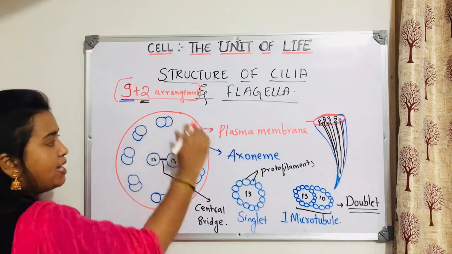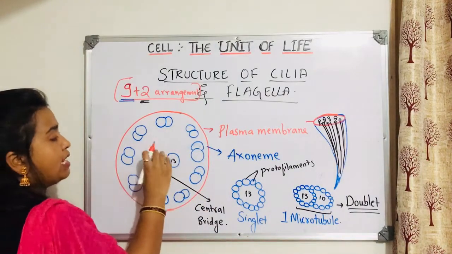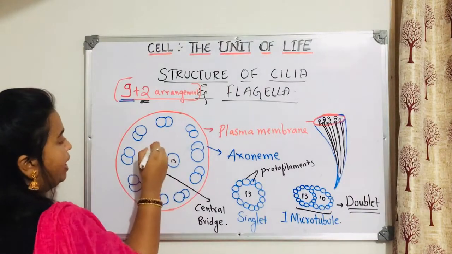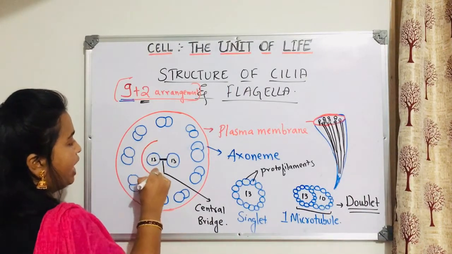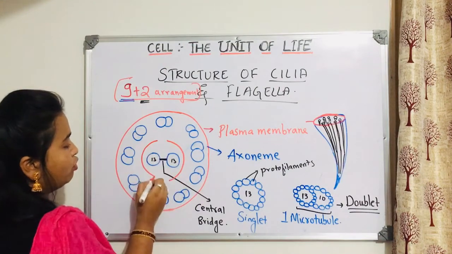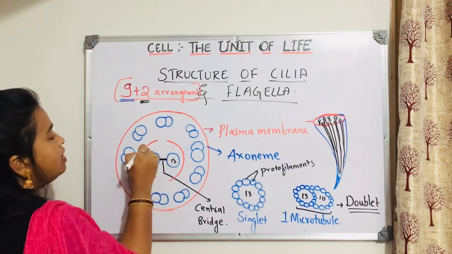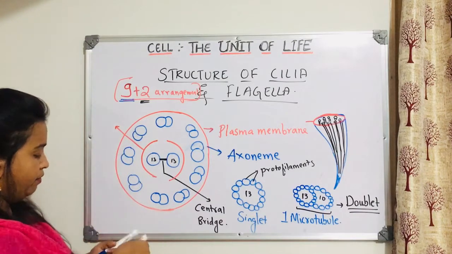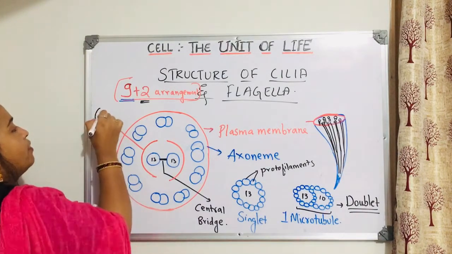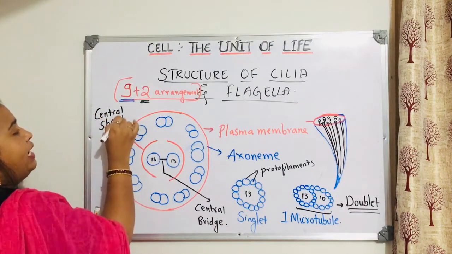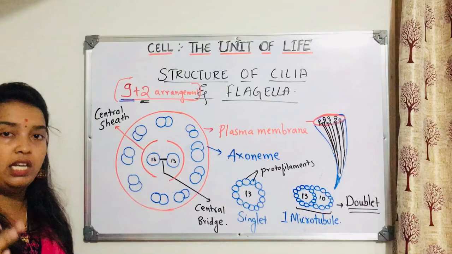Then, like the plasma membrane, these are covered by some other membrane, as they have shown here. You can show it continuous also, but in the book they have shown it like this only. This is called the central sheath. What do we call it? We call it the central sheath, S-H-E-A-T-H. I hope you people are able to see.